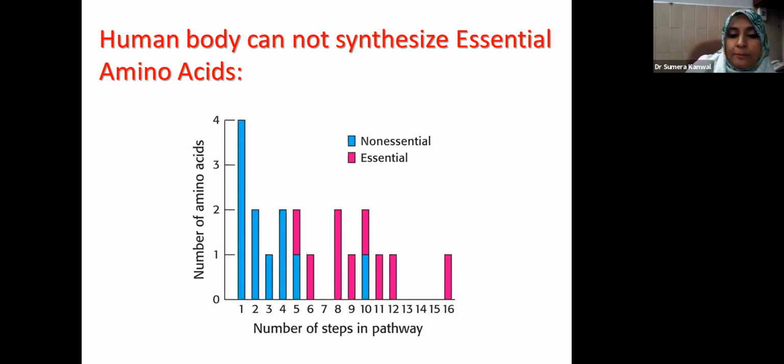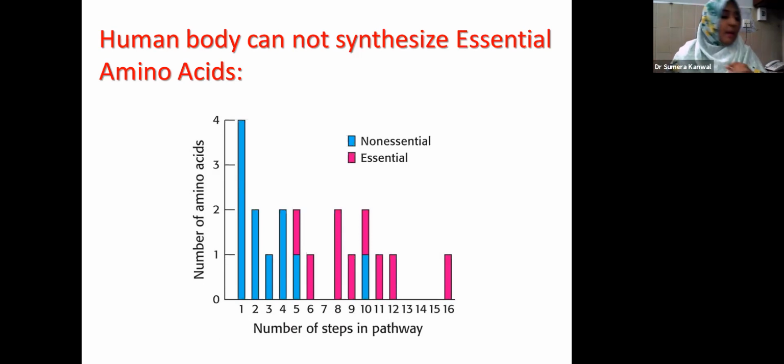So here you can see the pink highlighted amino acids: 1, 2, 3, 4, 5, 6, 7, 8, 9. We have a total of 9 pink highlighted amino acids that involve multiple steps for their synthesis. Like at number 10, you can see 2 amino acids. The first one is blue highlighted and the second one is pink highlighted. And at number 16, there is a single amino acid that is synthesized in 16 steps. One amino acid is synthesized in 12 steps, and one amino acid in 11 steps.